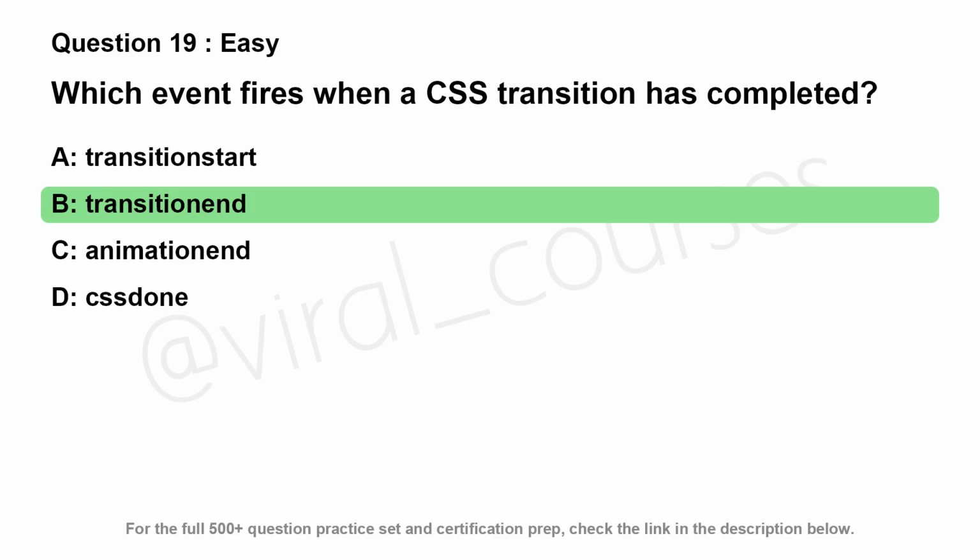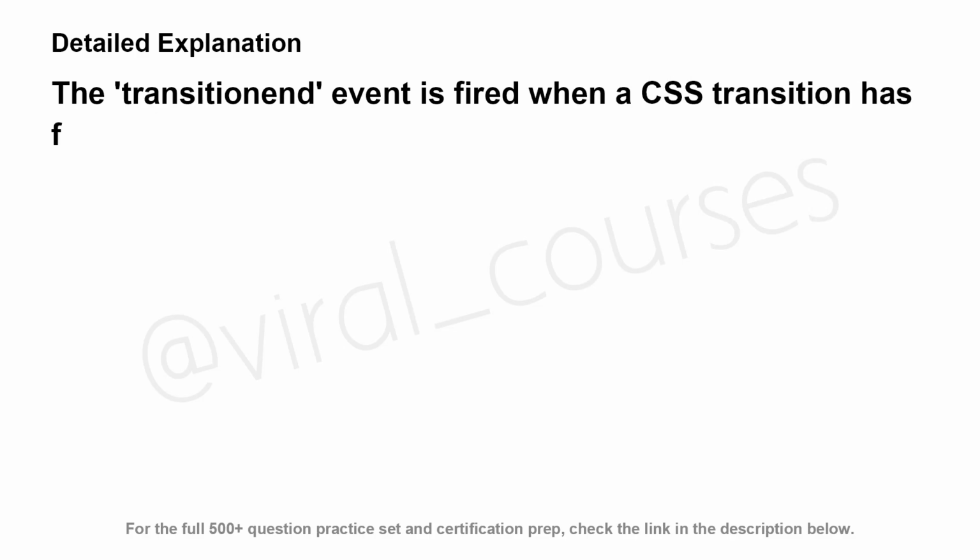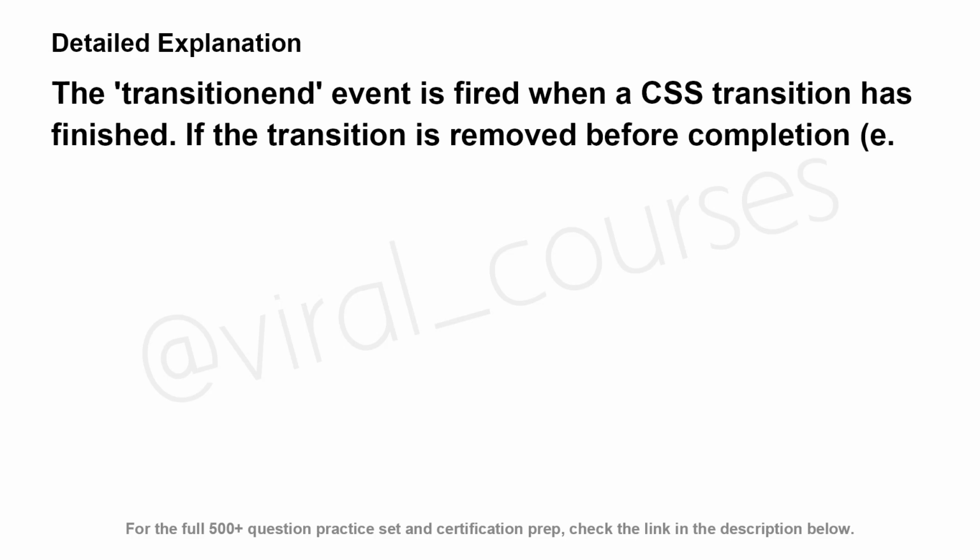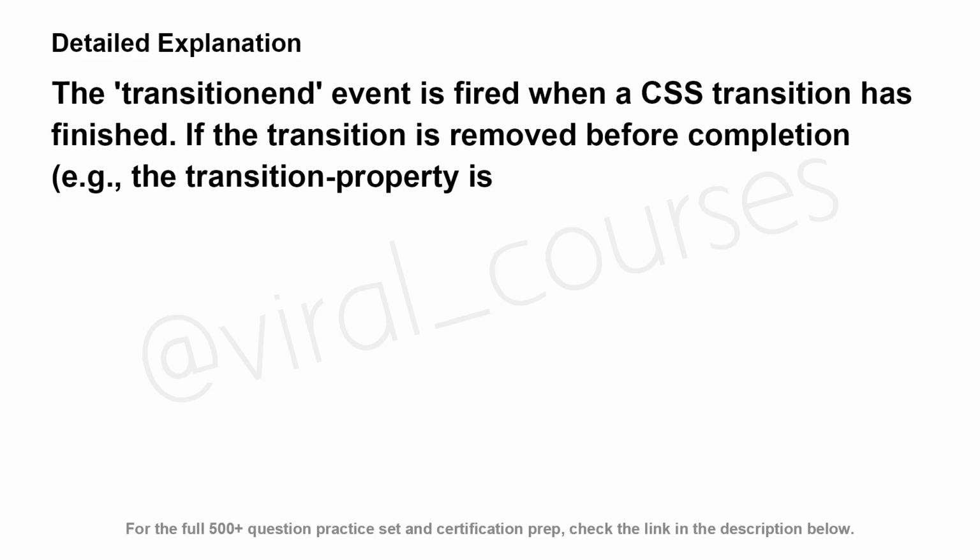The correct answer is B. The transitionend event is fired when a CSS transition has finished. If the transition is removed before completion, for example if the transition property is changed, the event will not fire.